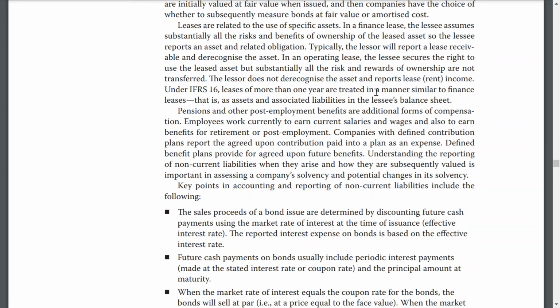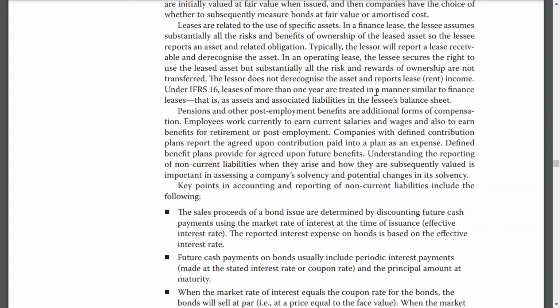Pensions and other post-employment benefits are additional forms of compensation. Employees work currently to earn current salaries and wages, and also to earn benefits for retirement and post-employment. Companies with defined contribution plans report the agreed-upon contributions paid into the plan as an expense. Defined benefit plans provide for agreed-upon future benefits.